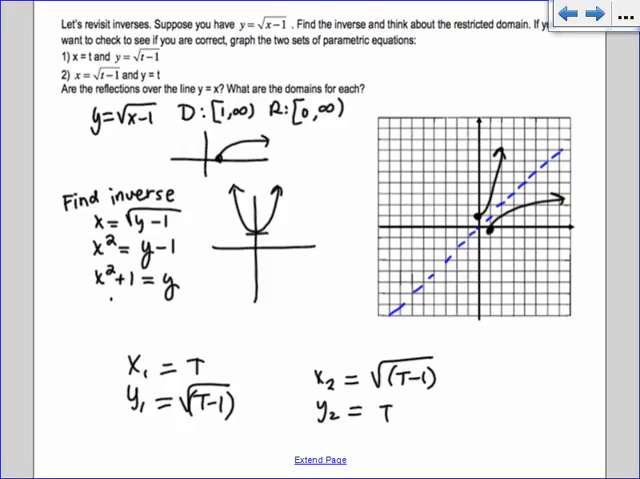So it took care of the domain issue. Like when we found the inverse, we should really say its restricted domain is 0 to infinity, because it was the original range. Do you remember? So they're the same.